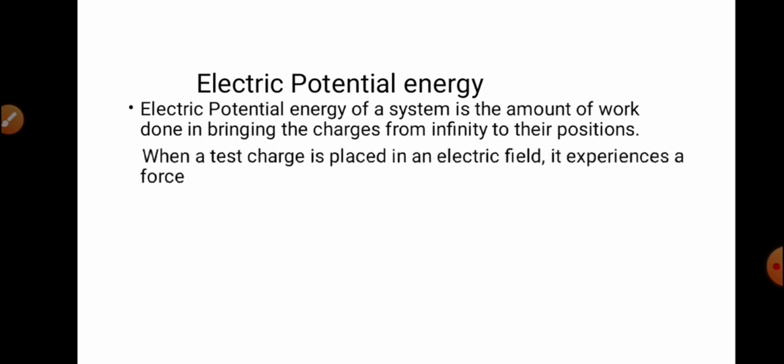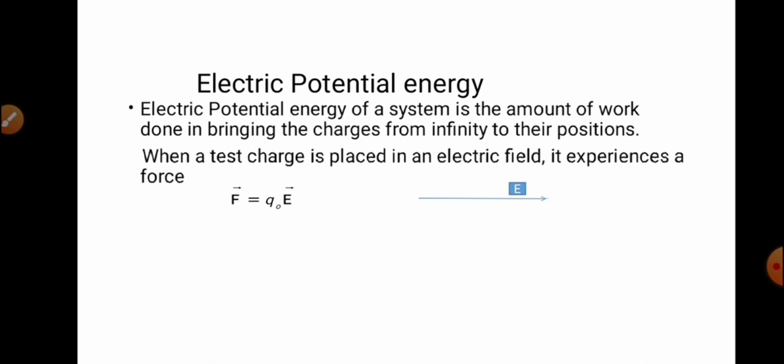Okay. So when a test charge is placed in an electric field, it experiences a force. Force F is equal to Q naught E. Now due to this electric field, to move the charge from one point to another point, some work is done. What is the work done by the external agent to move the charge from one point to another point? It is against the field, so it is equal to the negative of the work done by the electric field.